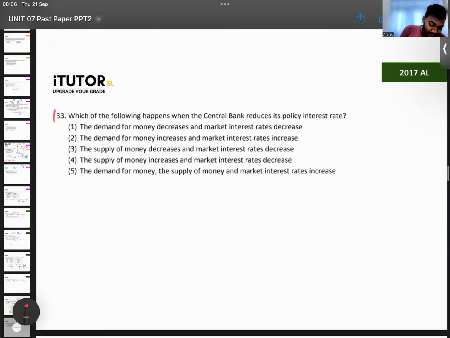Right, question 33, Lamai. How do we do this? Which of the following happens when the central bank reduces policy interest rate? Easy, no? Remember, I explained this.